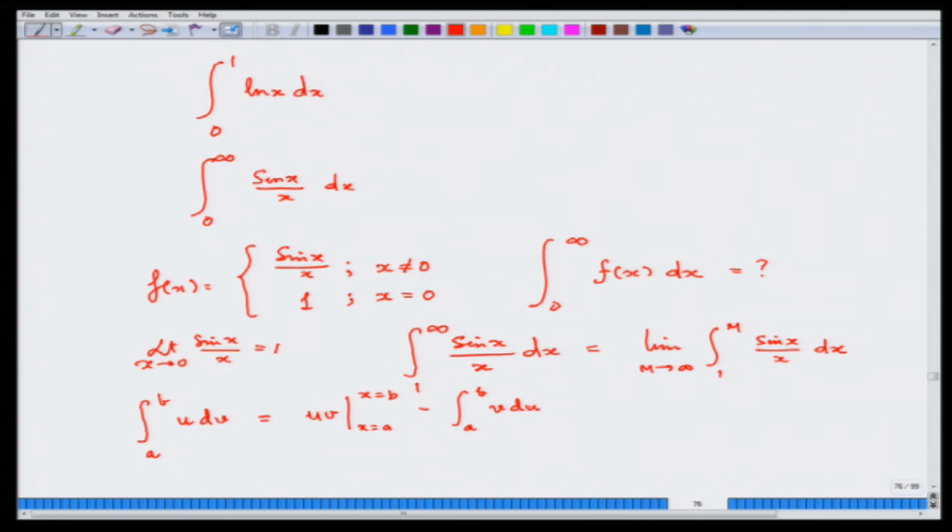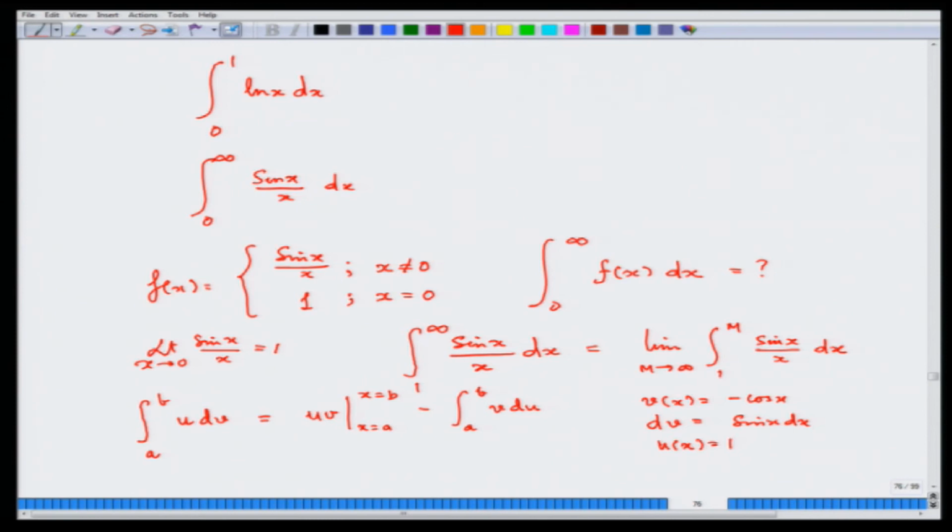Here you can understand you have sin x into dx. So, if I take v of x equal to minus cos x, then dv is equal to sin x dx. So, u of x is here equal to 1 by x.